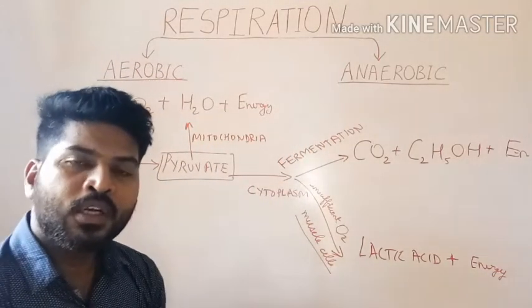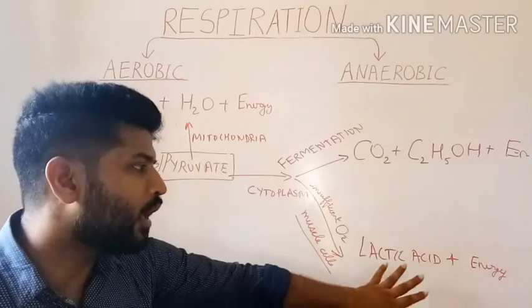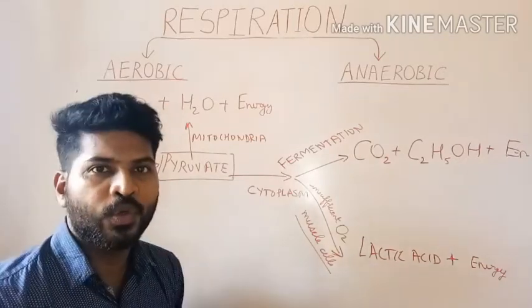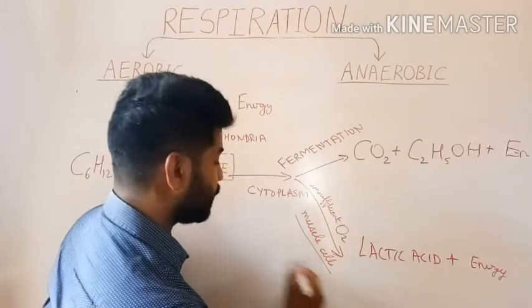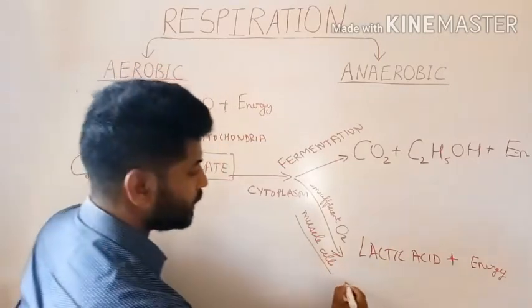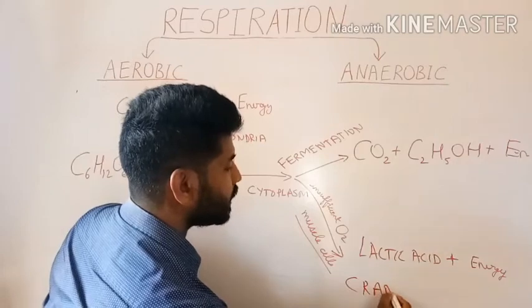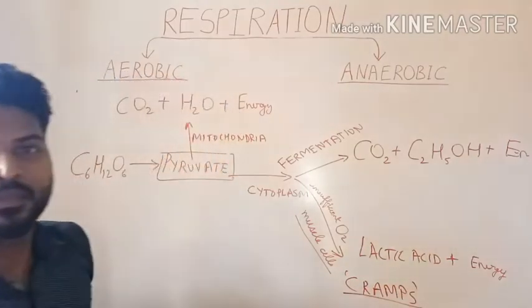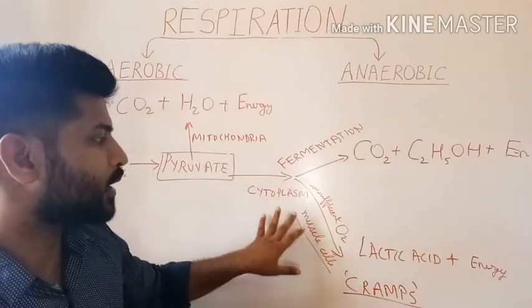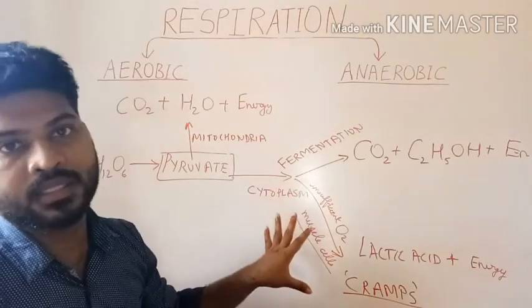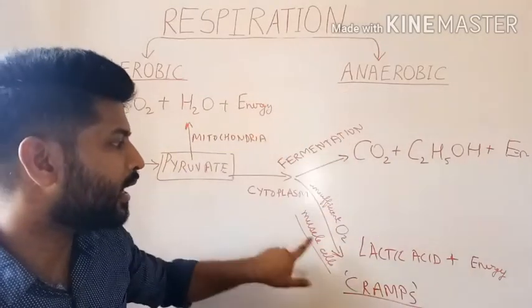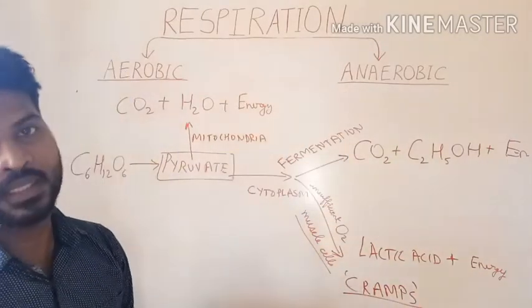So if the concentration of lactic acid increases in the cell, it results in what are called muscle cramps. This happens when we are doing heavy exercises. So this is also a type of anaerobic respiration taking place in muscle cells.